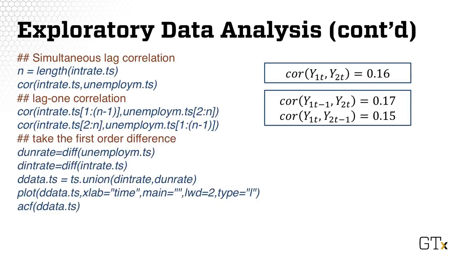However, our interpretation of the cross-correlations from the previous slide is for non-stationary time series. It is more appropriate to provide such interpretations for stationary time series. For this, we can take the first order difference of the two time series and assess the relationship between the differences in the two time series. That is, does the difference in unemployment rate impact the difference in the interest rate from one month to another?